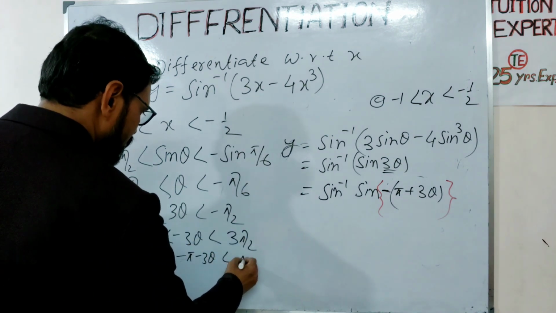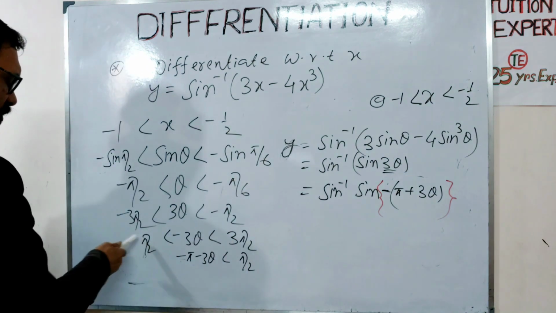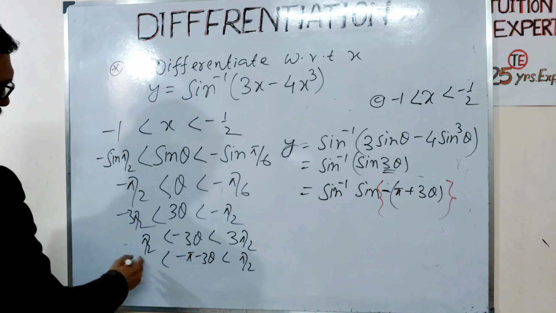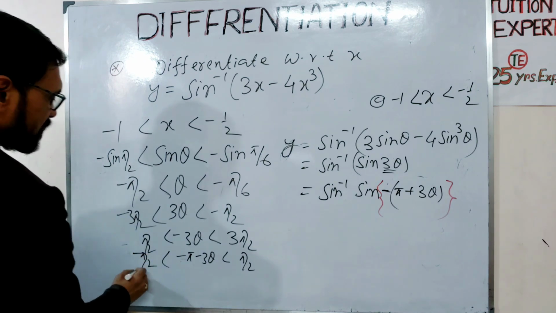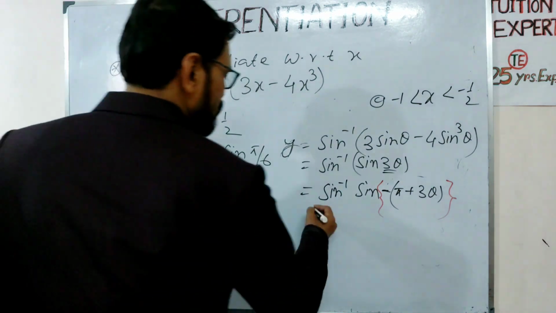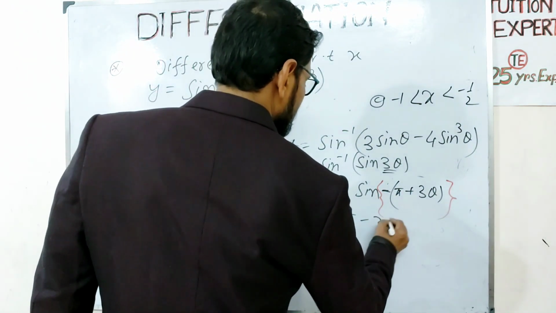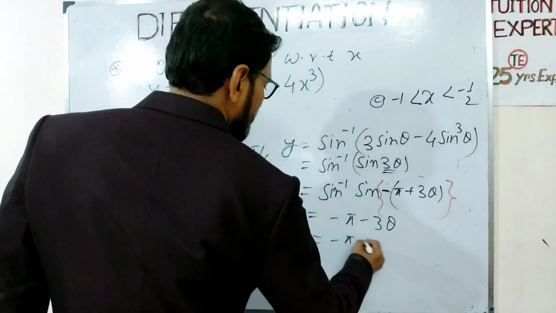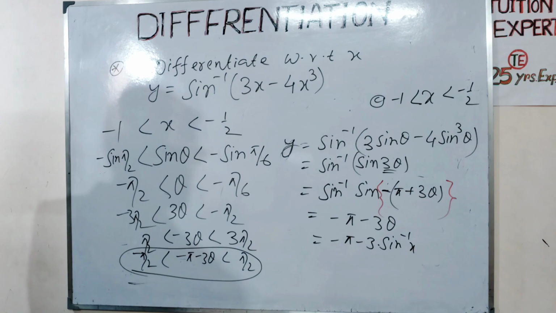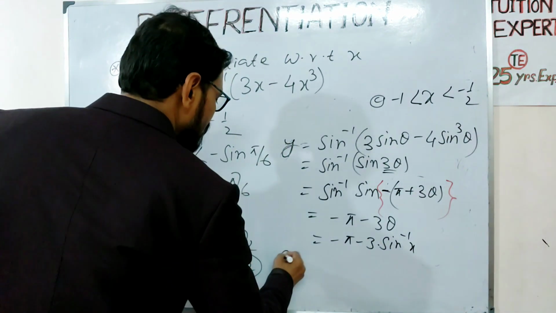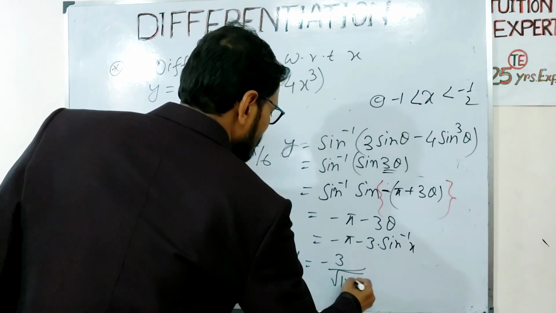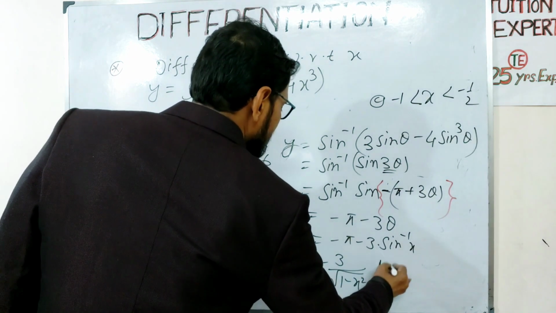So minus pi here, if we add pi on both sides, this becomes minus pi plus pi by 2, that is minus pi by 2. So these values, pi by 2 to minus pi by 2, lie in the principal value. So we can write theta equal to sin inverse x, so y equal to this, so dy by dx equal to minus 3 divided. This is the answer for condition C.